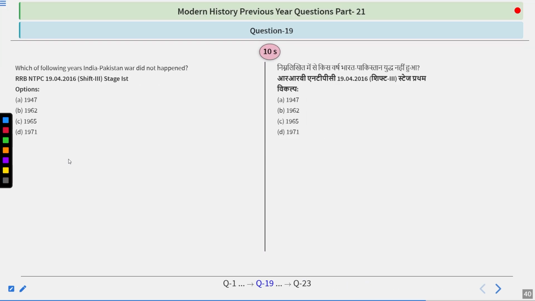In which of the following years did an India-Pakistan war not happen? 1947, 1962, 1965, 1971. Very simple question this is.